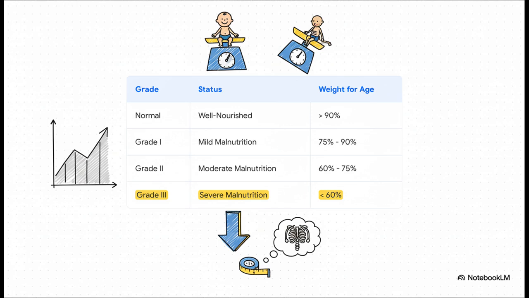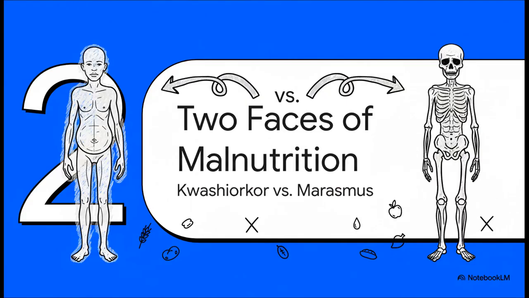That's a massive deficit. And this is where it gets really interesting, because severe malnutrition doesn't just look one way. It shows up in two primary and almost visually opposite forms: kwashiorkor and marasmus. And understanding the difference between them is absolutely critical for getting the diagnosis and treatment right.